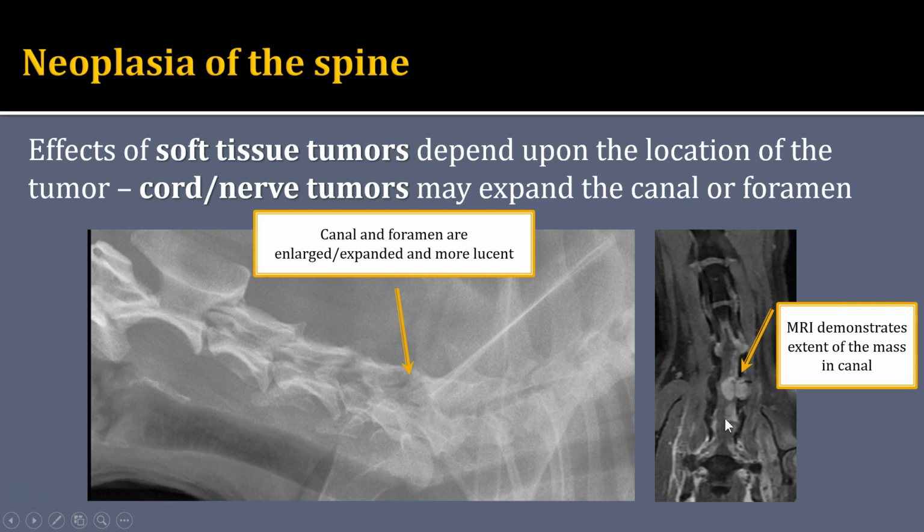This is a dorsal plane of the corresponding MRI, and we can see the tumor here as this bright signal, kind of bilobed region, and we can see how it's big enough that it could cause that expansion.